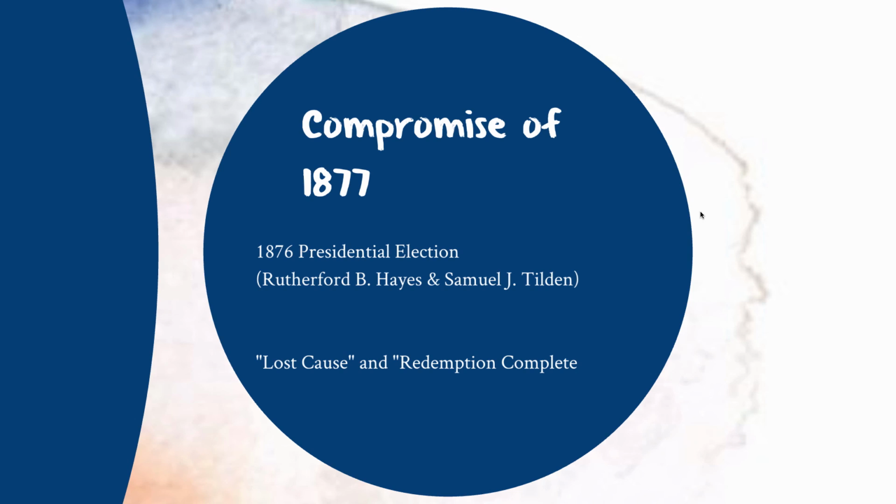Okay, this brings us to the Compromise of 1877. Now, the Compromise of 1877 is essentially an unwritten, informal agreement that is going to settle the election of 1876, the presidential election. Okay, so you have the Republican Rutherford B. Hayes versus Samuel J. Tilden, the Democrat.